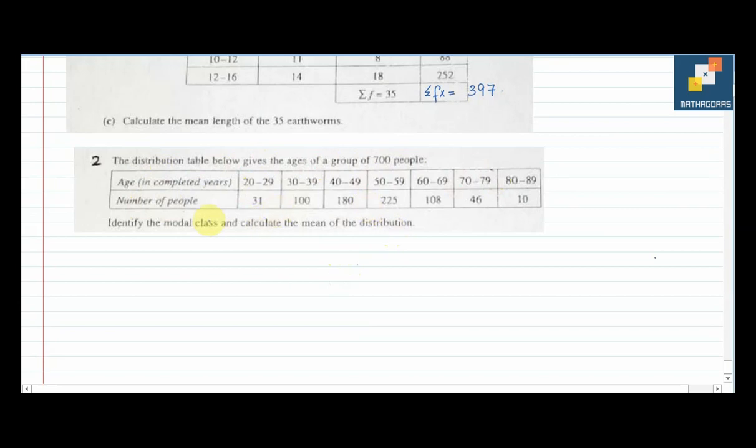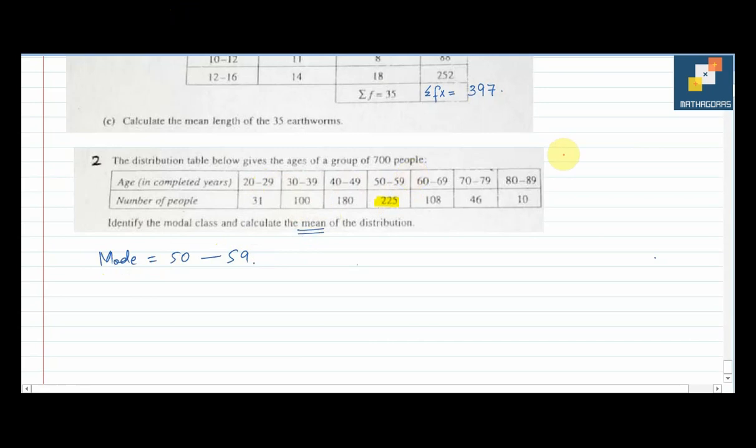Alright. Now first thing, we start with the modal class. So highlight the one with the highest frequency, and the highest one is 225, right? So for mode, you have the value and it's 50 till 59. That is your mode. For mean, at first we need to find out the value of midpoint, because there is no specific value of x.